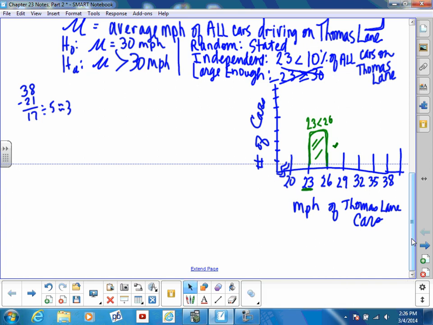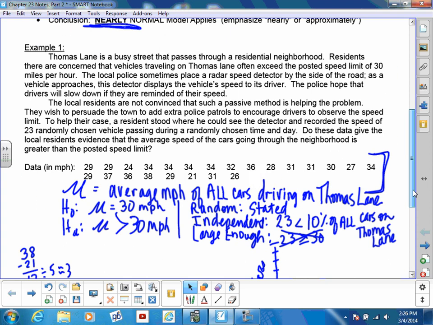Okay? Now, this is going to be interesting to me because I used bin widths of 4 all day long, and so I want to see how this changes if I use a bin width of 3. So let's start doing this. 20 up to 23. How many go in there? Looks like just that one.